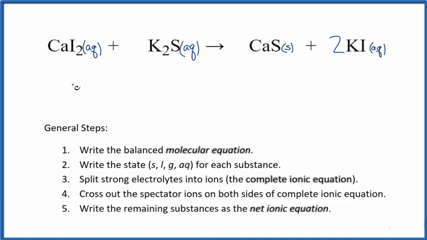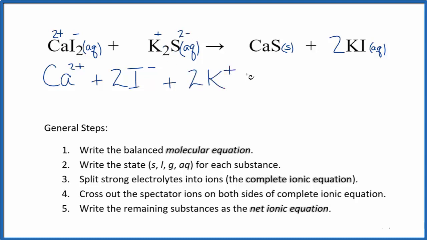So calcium is in group 2 on the periodic table. Let's put a 2 plus up there. Then the iodide ion, that's 1 minus. So we could say we have Ca2 plus, the calcium ion. I'll write the states later. Let's not do that now. Plus 2 of those iodide ions. Then potassium, group 1, that's 1 plus, and the sulfide ion is 2 minus. So 2 potassium ions and the sulfide ion.